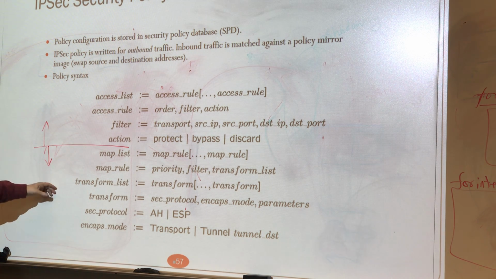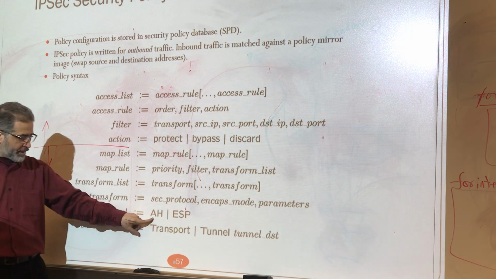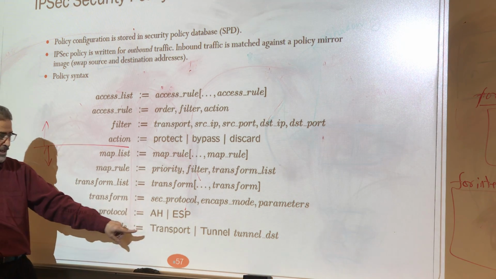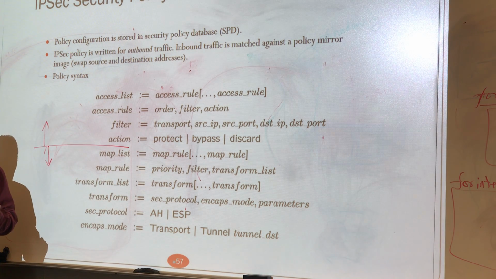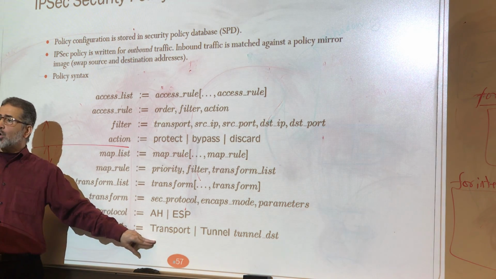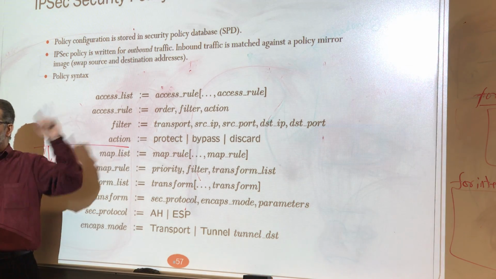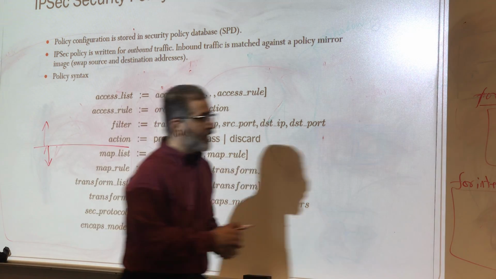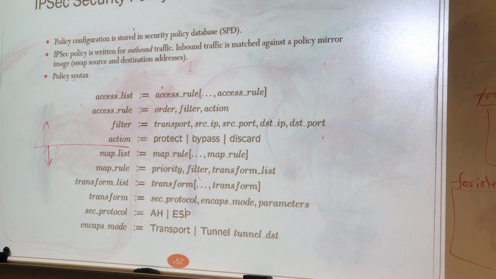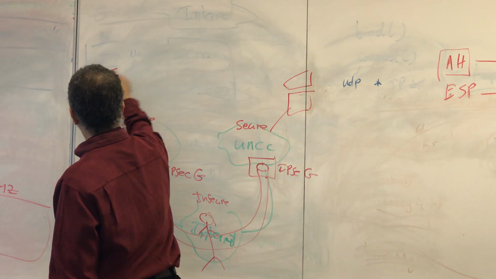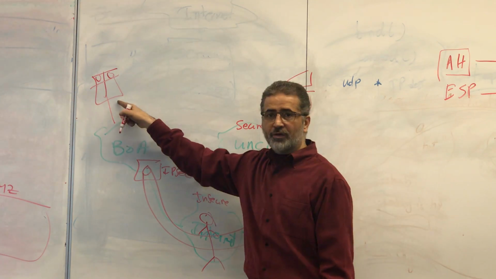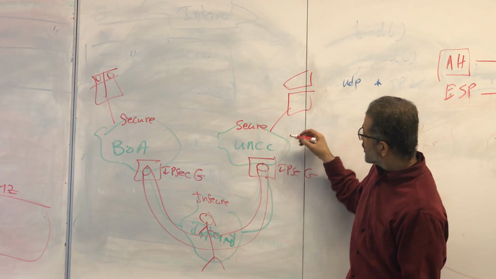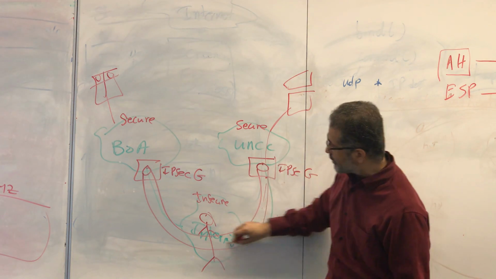When you go to the map list, you have AH or ESP, and you have another option, transport or tunnel. Tunnel means gateway, from border to border. Transport goes all the way from the source to the destination. So if I have a client sitting here and another server here, and I want to have access to this server in Bank of America, I can go through the gateway and establish a tunnel.